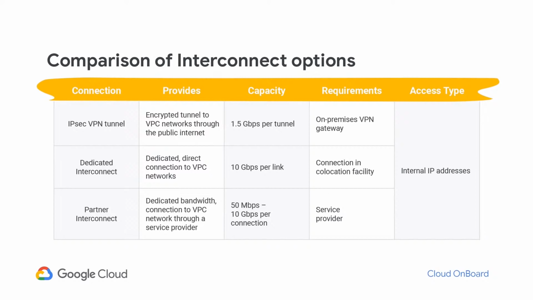One of the recommendations is always to start with the VPN tunnels. Then if you need some kind of enterprise grade connection to GCP, you can switch to Dedicated Interconnect or Partner Interconnect, depending upon the proximity to a co-location facility and your capacity.